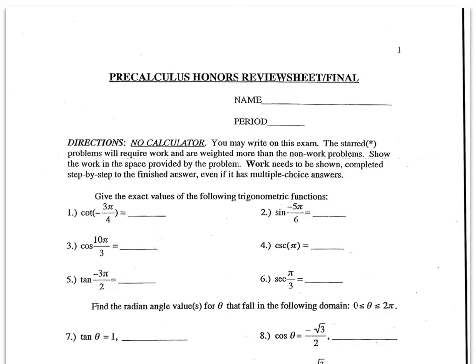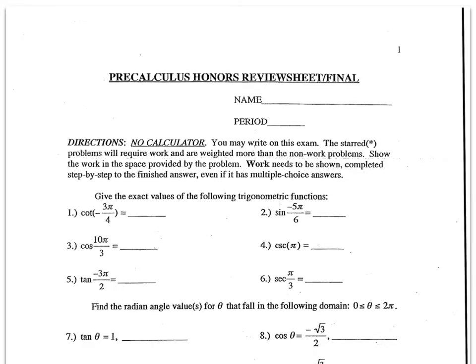For the pre-calc review, we start off by reviewing trigonometry and finding the values of trig functions at certain angles. So first we want to find the cotangent of -3 pi over 4. I highly suggest drawing the triangle and then finding the trig value.